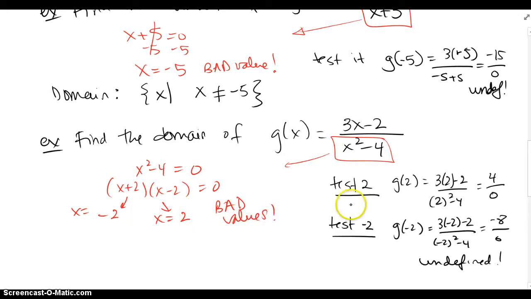So both bad values, if I want to quickly test them, if I test the x value of 2, I put it in, I get 6 minus 2, which is 4 upstairs. 2 squared is 4, 4 minus 4 is 0, so that's no good, it's undefined. If I test the x value -2 that I found here, I put it in, I get -6 minus 2, which is -8, and then -2 squared is again 4, 4 minus 4 is 0, which is undefined. So both are bad x values, and the domain is all x such that x cannot equal -2 or 2, and everything else is okay.